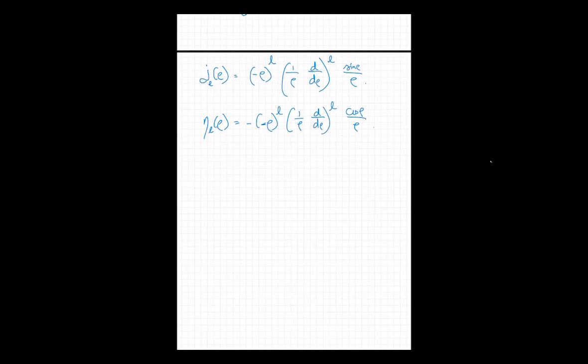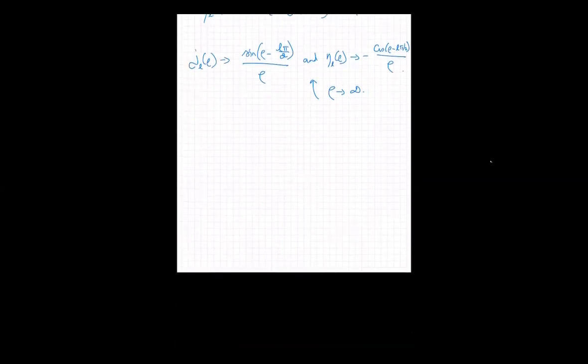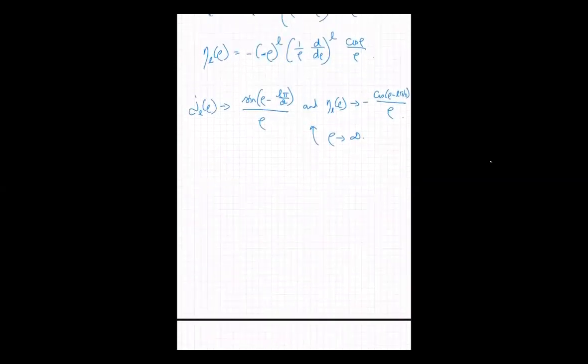So in the limit that rho goes to infinity, the JL of rho becomes sine rho minus L pi by 2 divided by rho, and eta L of rho becomes minus cos. Okay, so this is in the limit rho goes to infinity. One looks like a sine rho over rho apart from a phase, and one looks like a cosine rho over rho. So they sort of look alike in some sense. But in the limit rho goes to 0, they behave quite differently.